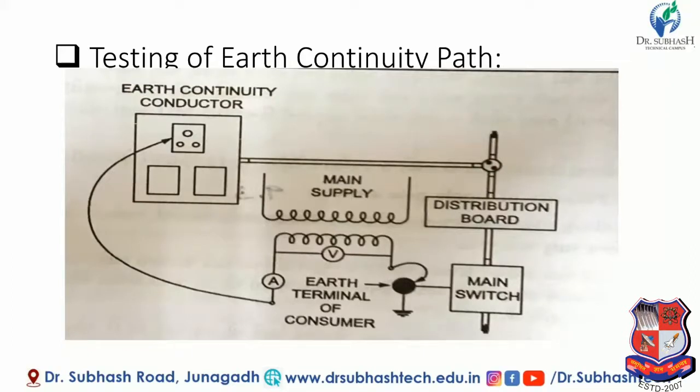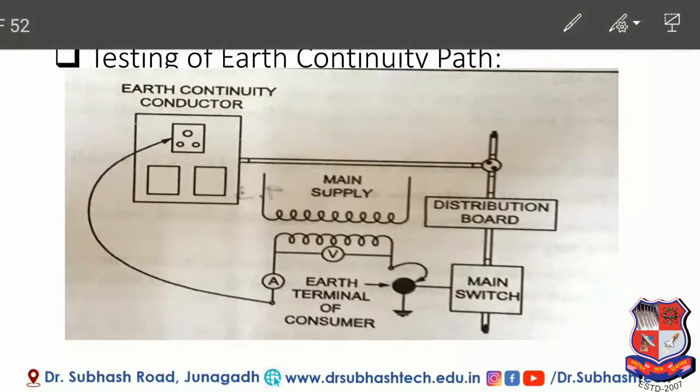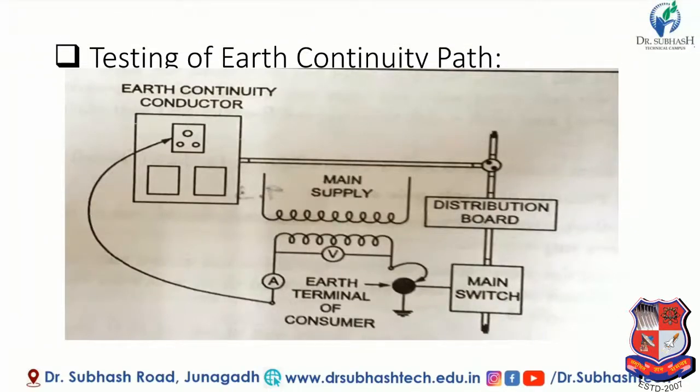Means earth is continuously conducted with the path or not. Earthing is provided for the application or for the supply system is there. Testing of earth continuity path is conducted. Now here you can see the main supply and earth terminal of the consumer are given to the distribution board, and main switchboard is there, right?